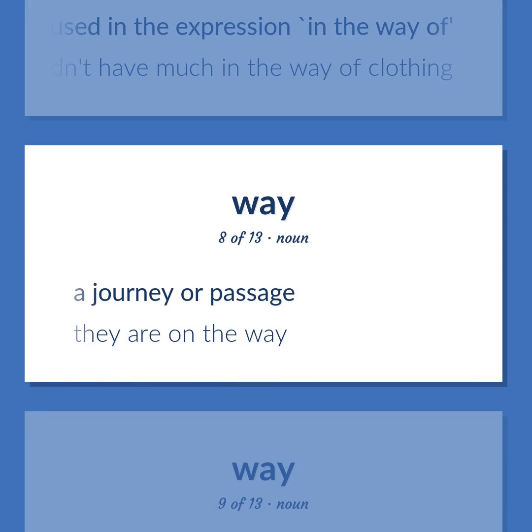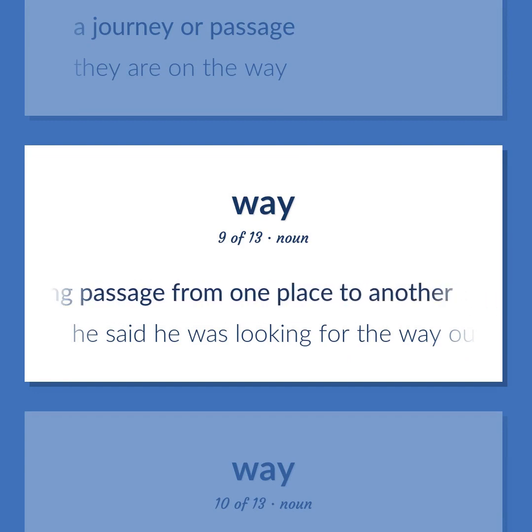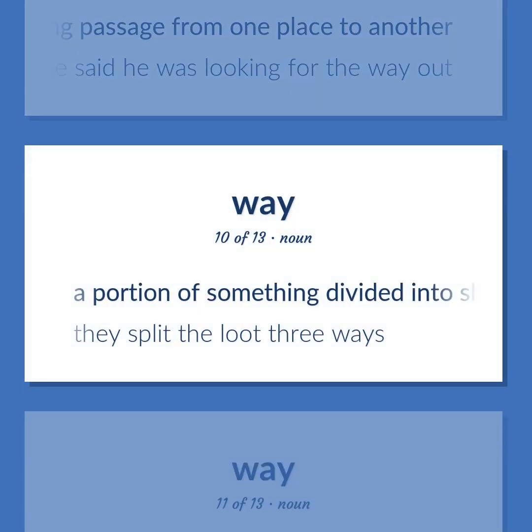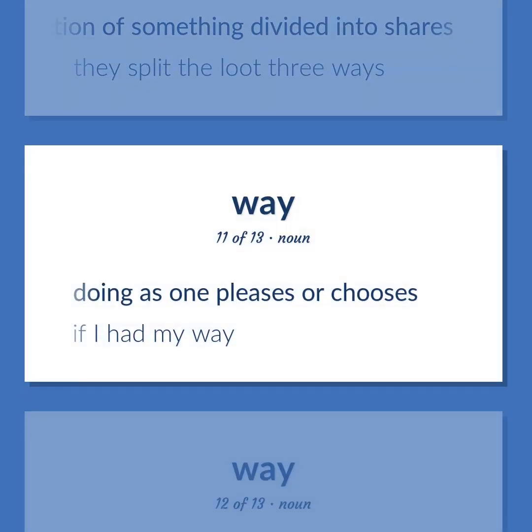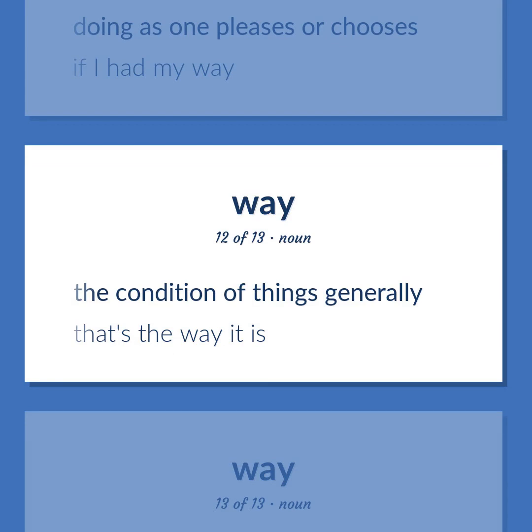A journey or passage. They are on the way. Any artifact consisting of a road or path affording passage from one place to another. He said he was looking for the way out. A portion of something divided into shares. They split the loot 3 ways. Doing as one pleases or chooses. If I had my way. The condition of things generally. That's the way it is.